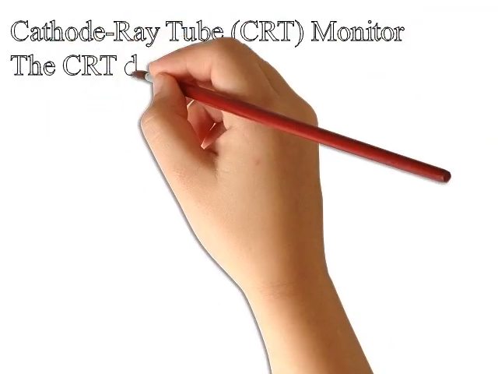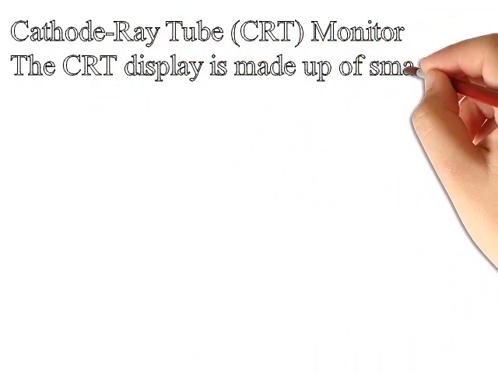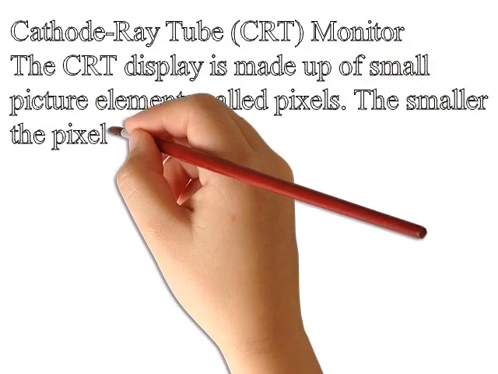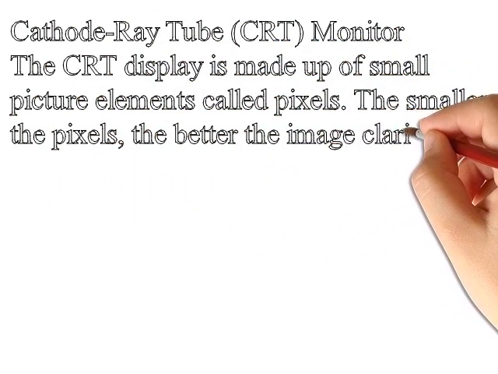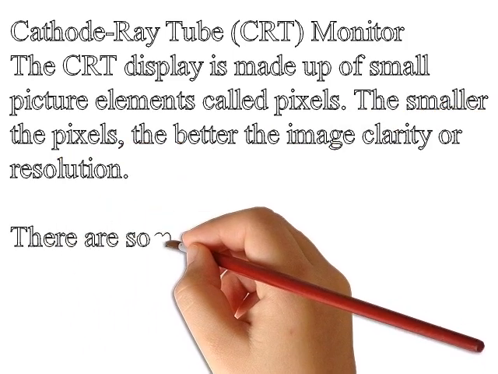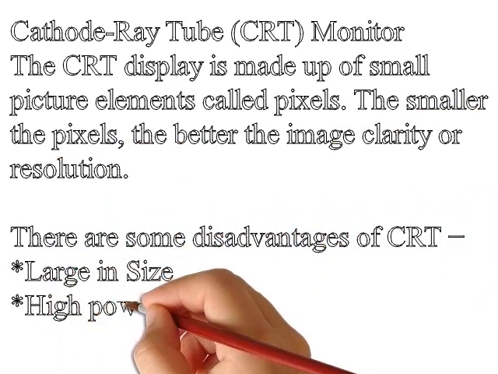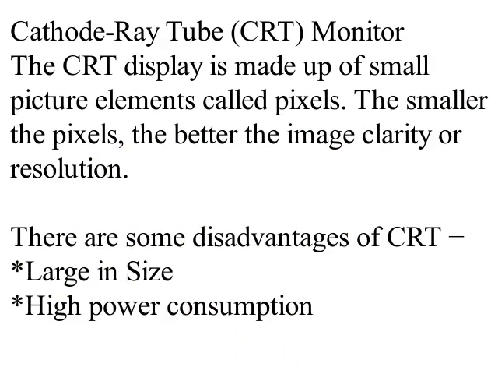Cathode ray tube. The cathode ray tube display is made up of small picture elements called pixels. The smaller the pixels, the better the image clarity or resolution. There are some disadvantages of CRT: large in size and high power consumption, which means CRTs produce a lot of heat and consume high power.